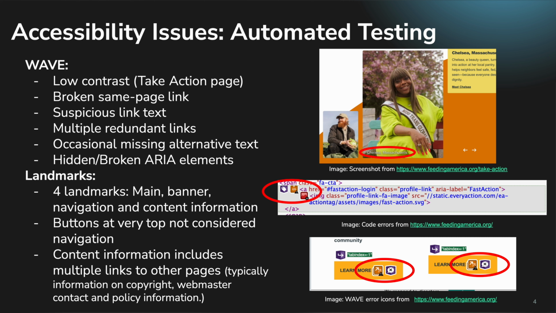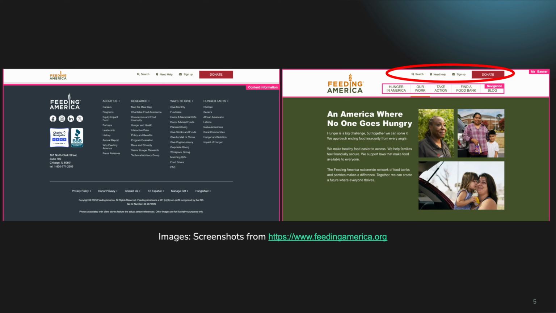Some issues I found with the landmarks is that the buttons at the very top of the feedingamerica.org page were not considered navigation, and content information, which typically is information on copyright, webmaster, contact, and policy information, included multiple links to go to other pages, which I would consider more navigation than content information. On this next slide, I will describe more about those landmark findings.